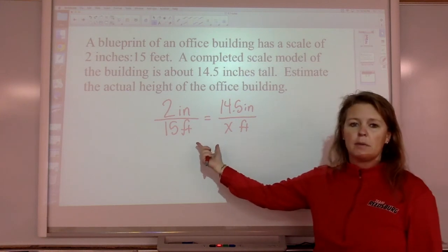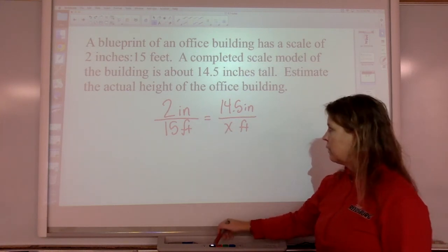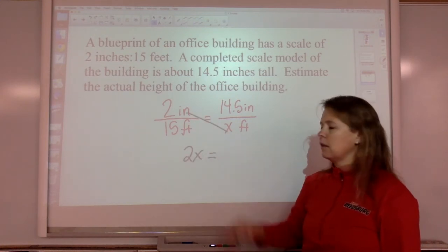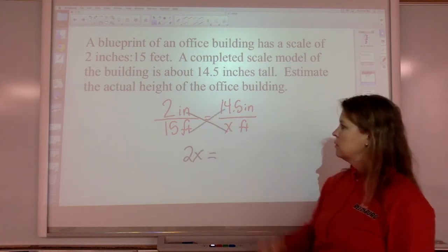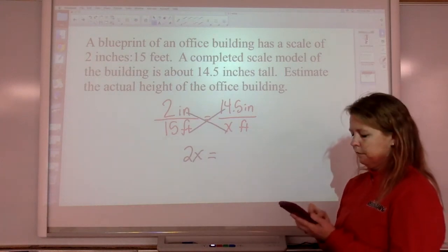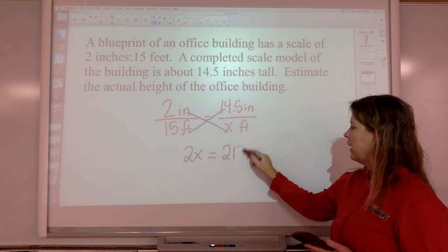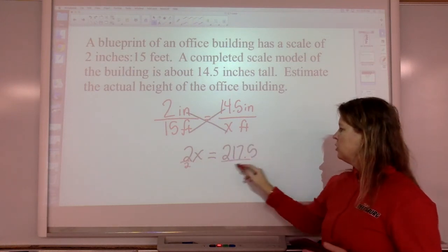This doesn't have the distributive property in it like our homework did, but it's still a proportion, and you still solve by cross multiplying. When you cross multiply, you don't need to put the units in there. It's just 2x. Cross multiply this way, 15 times 14.5 is 217.5. Finish up by dividing by 2.